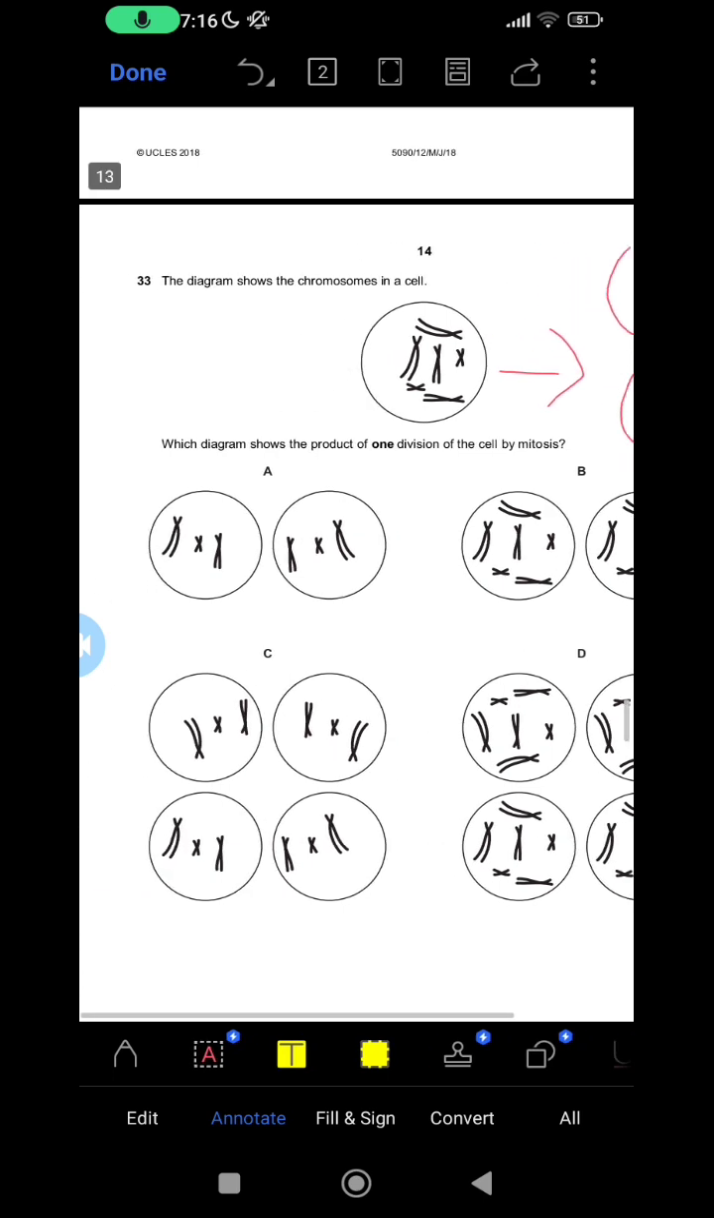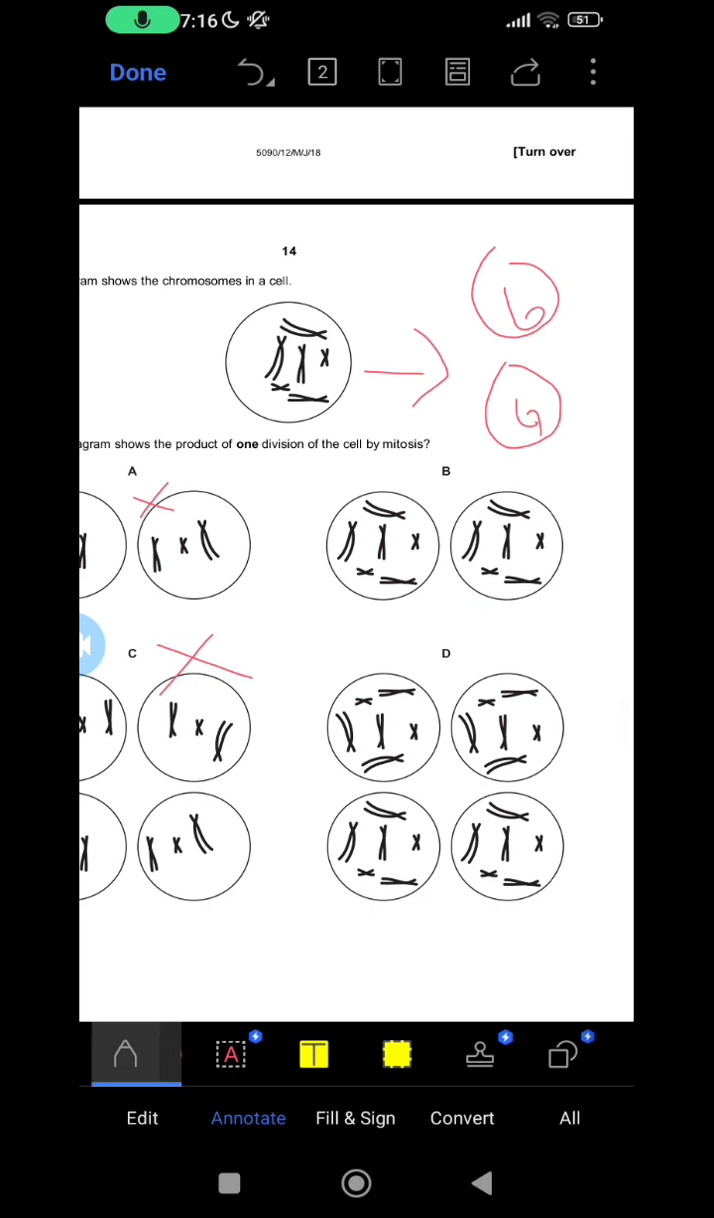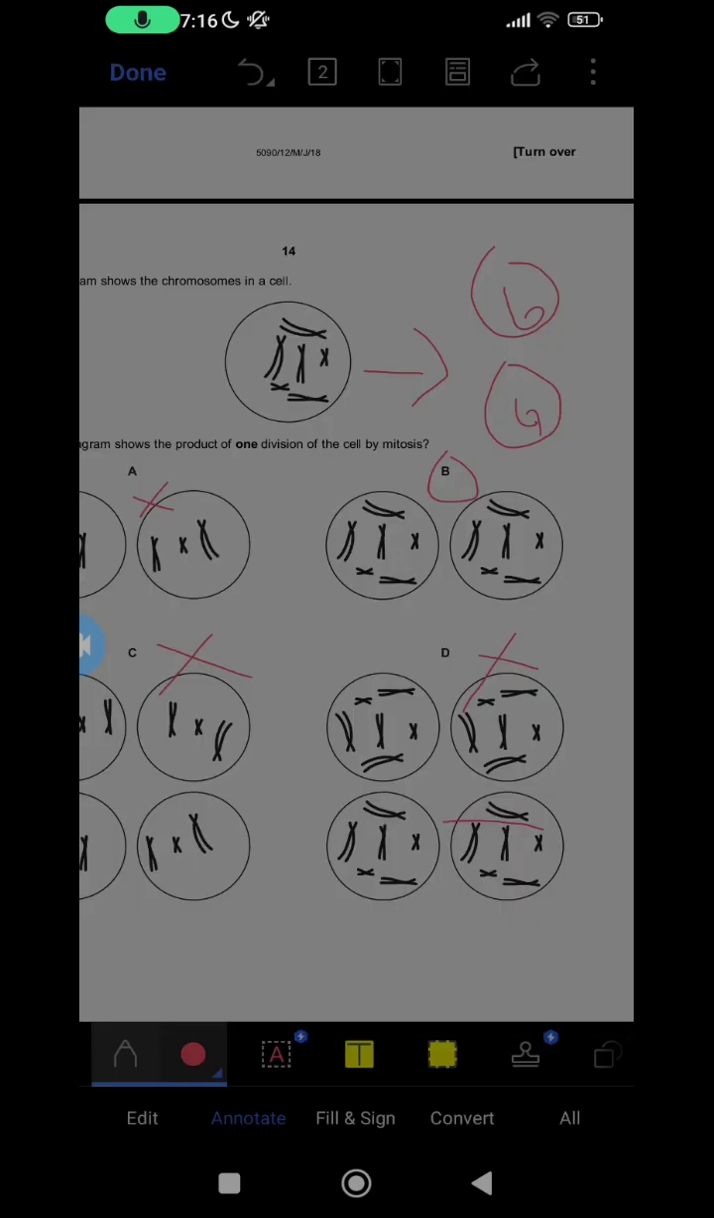Now as we can see in A, the chromosome number is halved, so A is wrong. In C, there are 4 cells instead of 2, so this is also incorrect because the cell divided only once. In B, we can see it is correct because the chromosome number remains 6 and there are only 2 cells, which is what is supposed to be there because division occurred only once. Now in D, there are 4 cells, which would only happen when division occurs twice, so this is also incorrect.